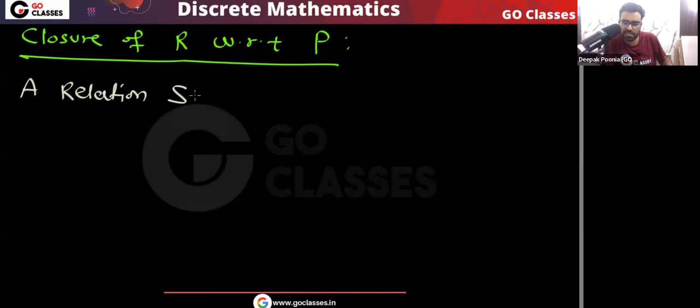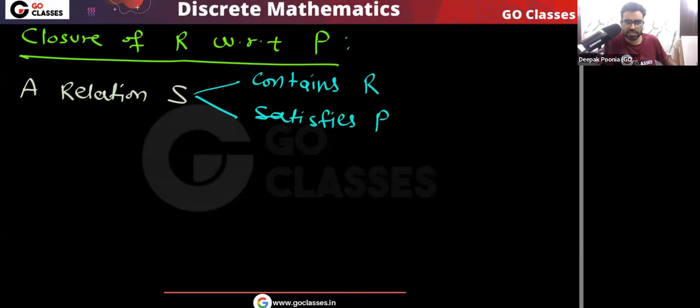And of course, this relation S contains R and satisfies property P. This is clear from the previous informal definition also: the closure of R with respect to property P will be a new relation. We are creating a new relation by adding the minimum number of necessary pairs to R to obtain property P. So this new relation will contain R and it will satisfy property P.